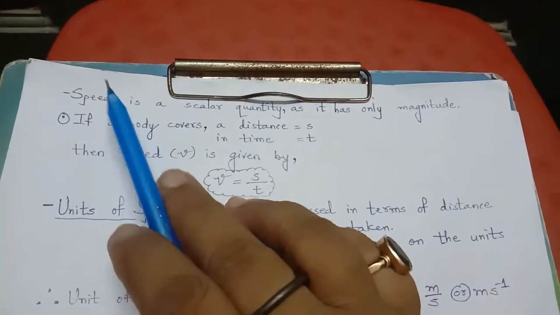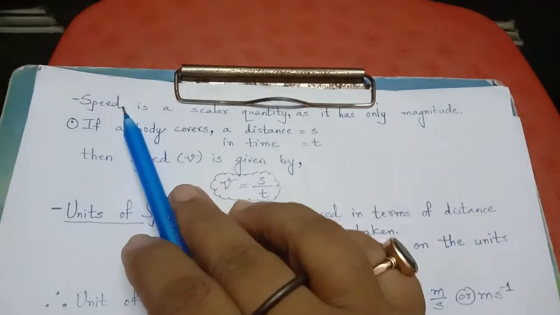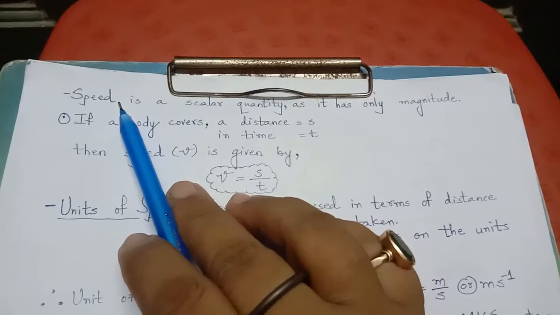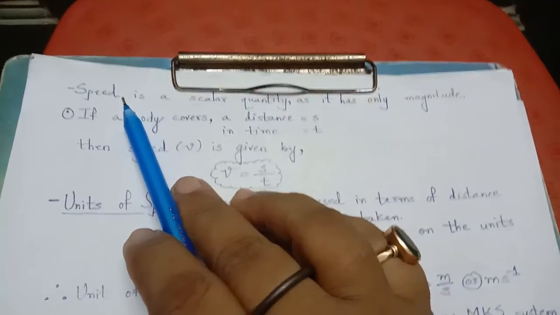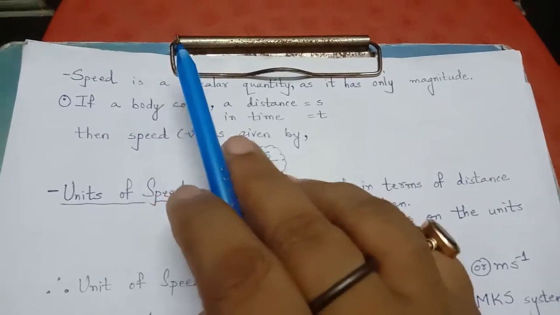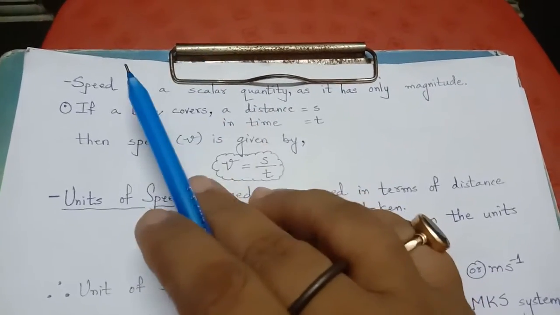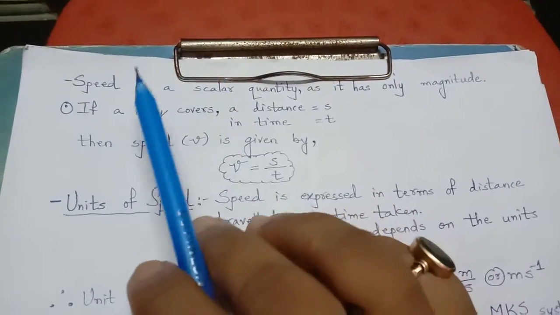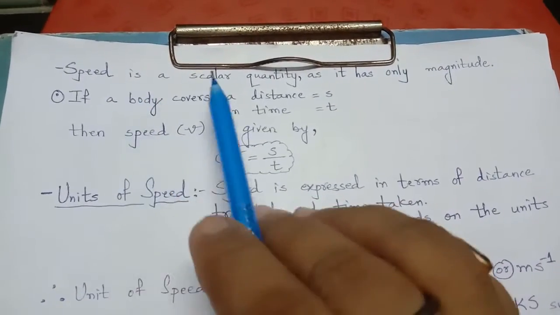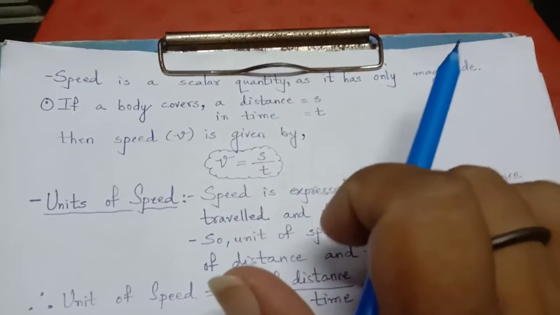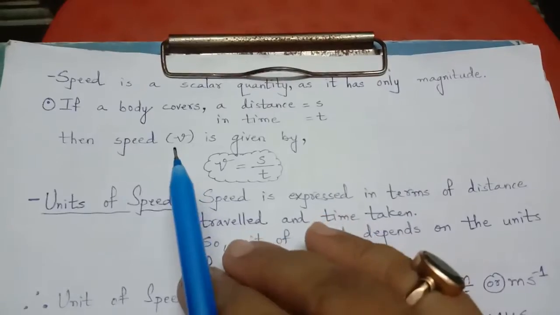If we consider speed, then speed needs only magnitude or measurement. To describe speed, we don't need any specific direction. Distance travelled in a respective time is the speed. So there is no need of any specific direction, and that is why speed is a scalar quantity, as it has only the magnitude, that is only the measuring quantity.